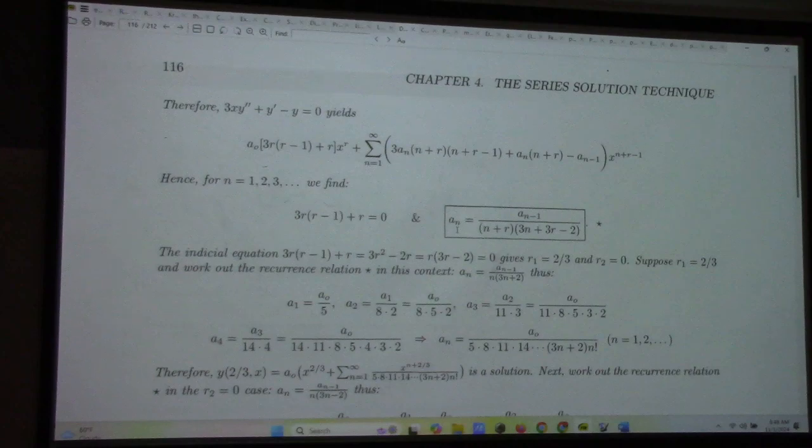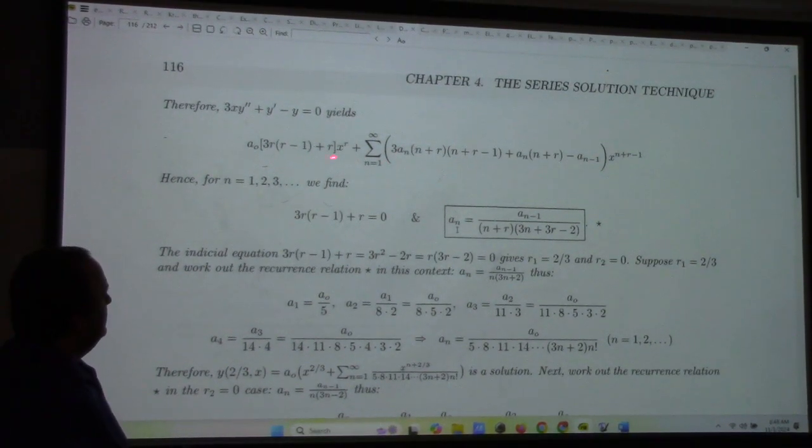See, because then I can combine all three of them into one overarching equation that should be equal to 0, my bad. And so at the lowest order, we get the indicial equation, which is 3r(r-1) + r = 0.